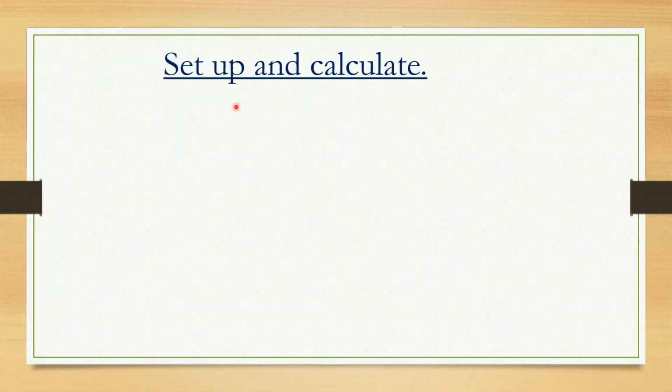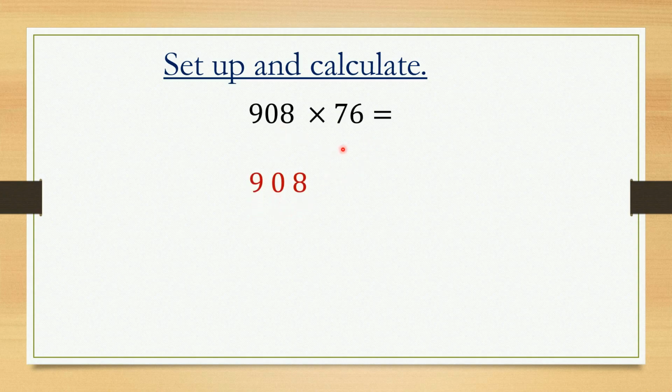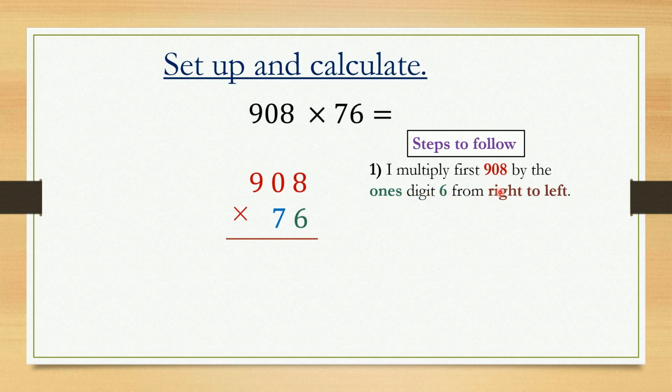Now let's solve another example. Set up and calculate 908 times 76. First, we copy the first number and we write 76 below 908 from right to left. We write times, we underline, and we start. So first step, we multiply 908 by the ones digit 6.